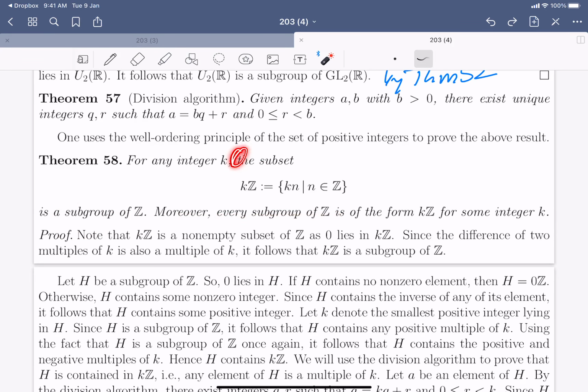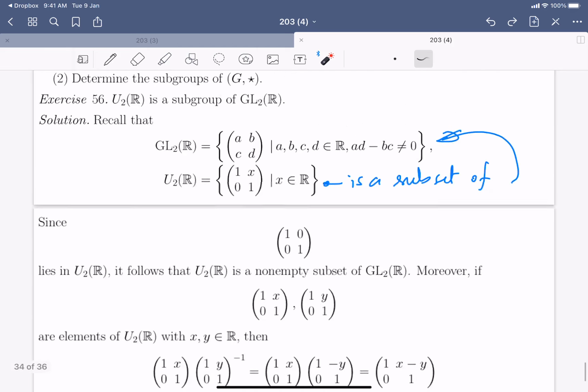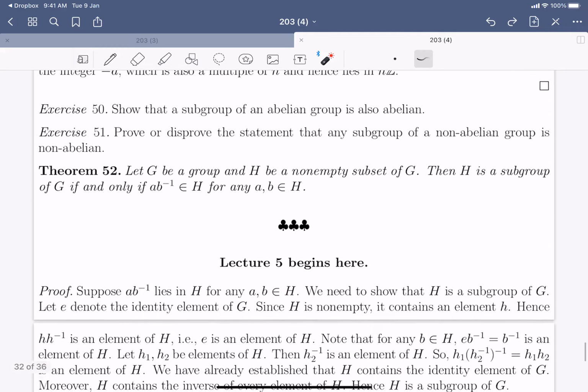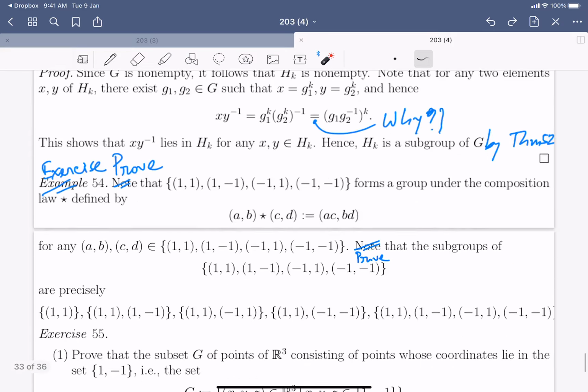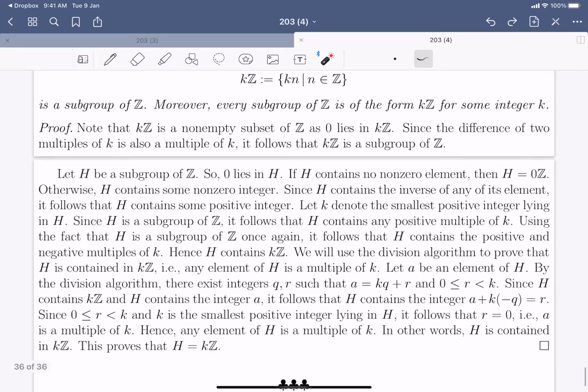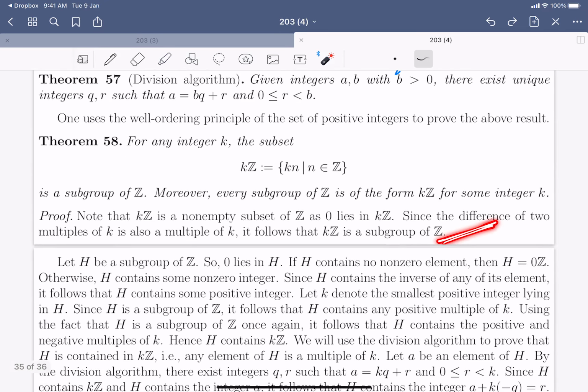Yeah. So this subset is a subgroup of Z. This is something that you have already seen, I think, right? We did prove that this is a subgroup. But maybe you can also try to apply theorem 52 to see that this is a subgroup of Z. The verification will be just one line or maybe two sentences, something like that.